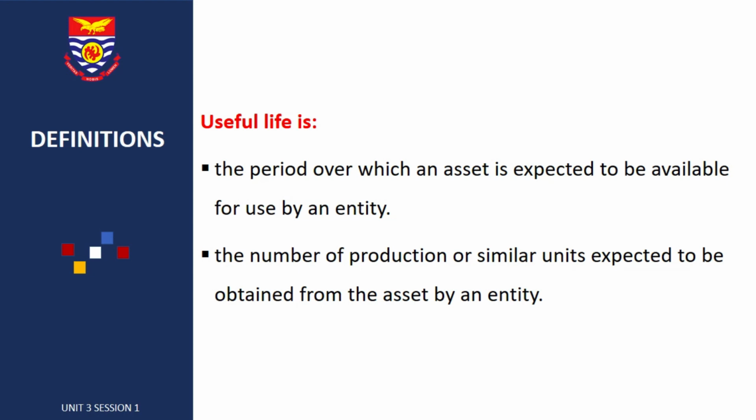Now we want to look at the last term or definition relating to IAS 16 property, plant and equipment, and this has to do with useful life. Useful life is the period over which an asset is expected to be available for use by an entity, or the number of production or similar units expected to be obtained from the asset by an entity.